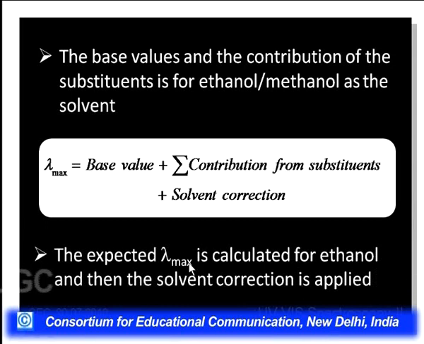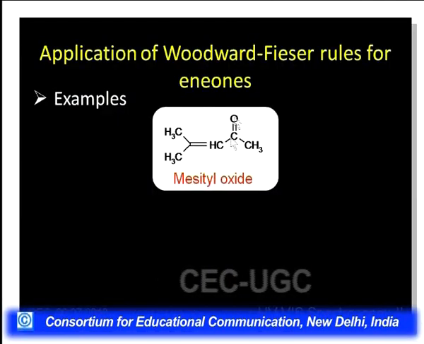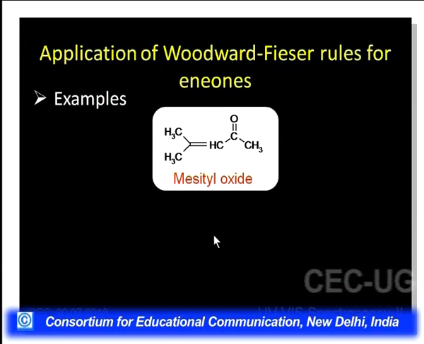So what we do is the expected lambda max value we calculate is for ethanol, and then we apply the solvent correction. So that is how we go. Let's take some examples. First one, say mesityl oxide. This is the molecule. So in this case what do we have? This is the carbonyl group, this is the ene. So this is my basic chromophore, enone, and on this there are substituents.